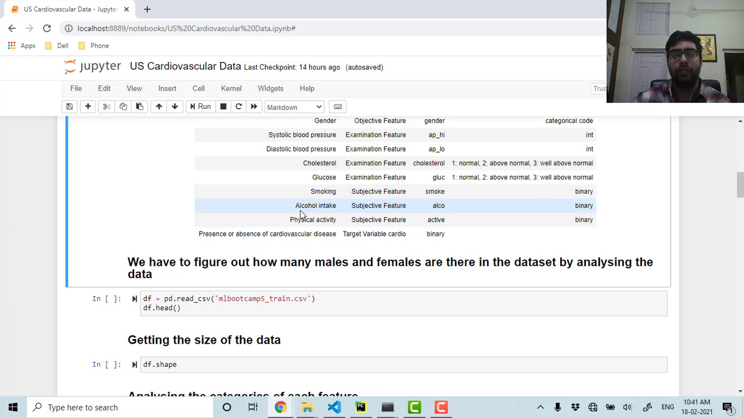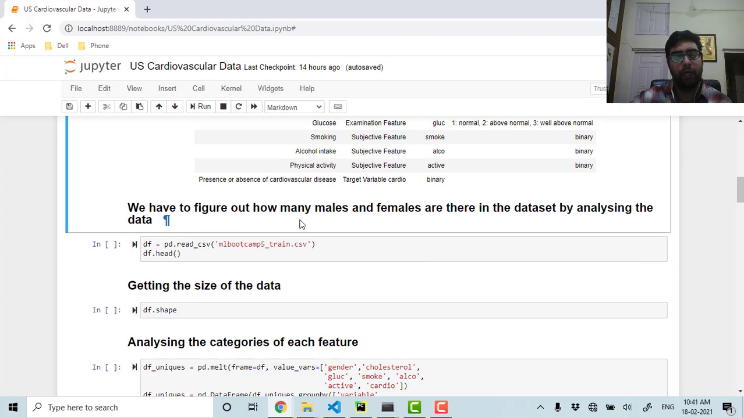Then we have other features like smoking, alcohol and physical activity, which are binary in nature. That means either you are smoking or not, either you are taking alcohol or not, and either you are doing physical exercise or not. So 0 is for not doing the activity and 1 is for doing it. And then we have our target variable, which is presence or absence of cardiovascular disease. It is binary: if the person doesn't have cardiovascular disease it is 0, and if the person has it, it is 1. We have to figure out how many males and females are there in the data set by analyzing the data. So let's get started.